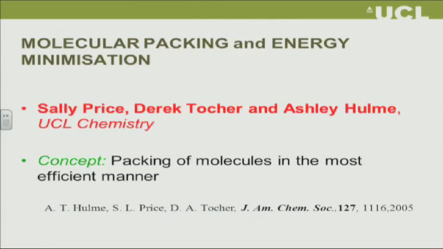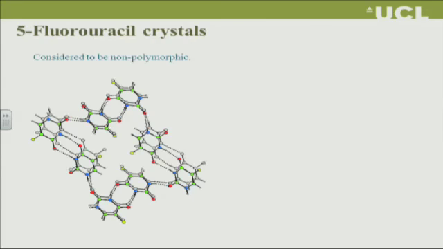Now, final example, again, work from chemistry department. This is work of Sally Price, Derek Tocker, and a student, Ashley Hume. And they're, again, trying to predict the structures of crystals made up out of quite complex molecules. And they use actually a rather simple idea. They systematically try and pack these molecules together in lots of different ways, and they find out the best way of doing it. And they had a really fantastic success story about 5 years ago.